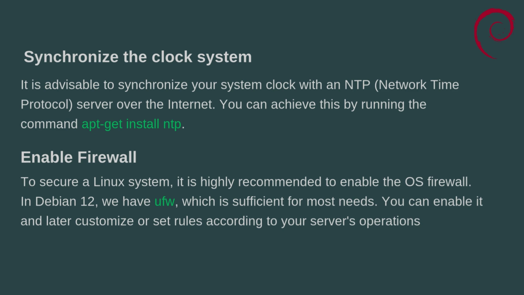Enable firewall. To secure a Linux system, it is highly recommended to enable the OS firewall. In Debian 12, we have UFW, which is sufficient for most needs. You can enable it and later customize or set rules according to your server's operations.